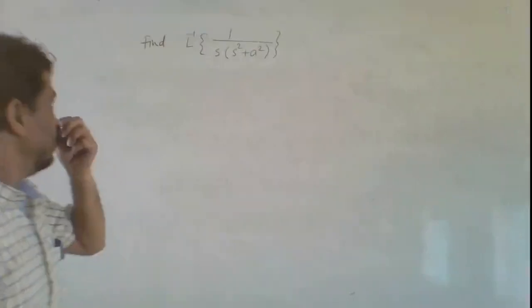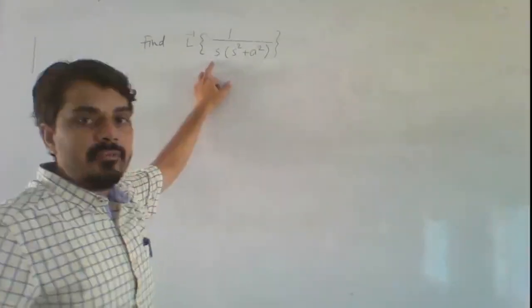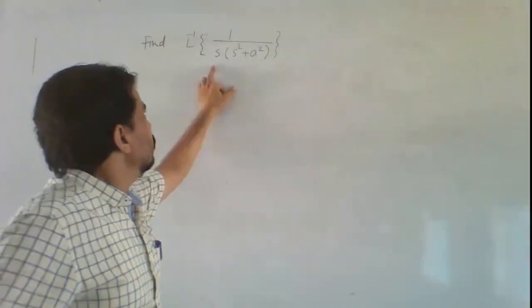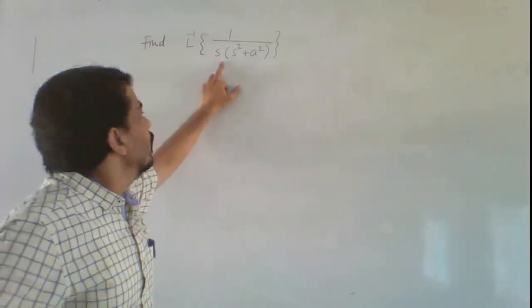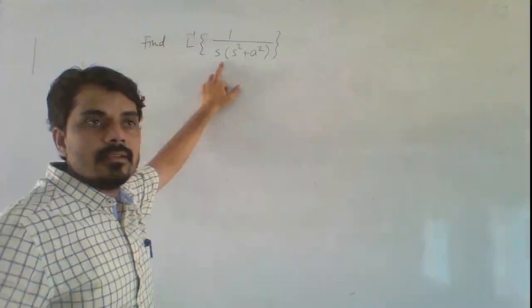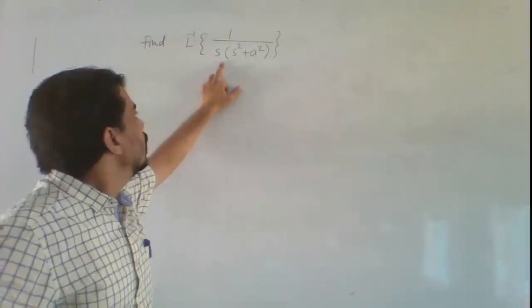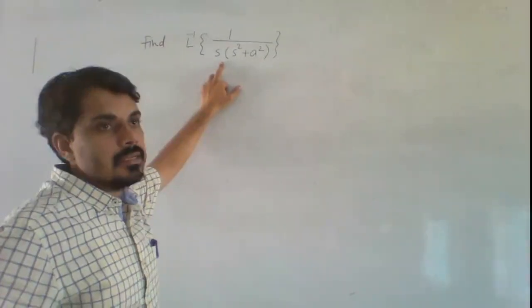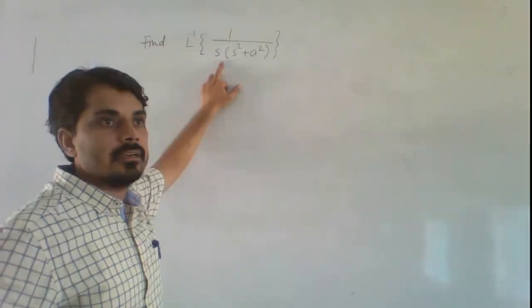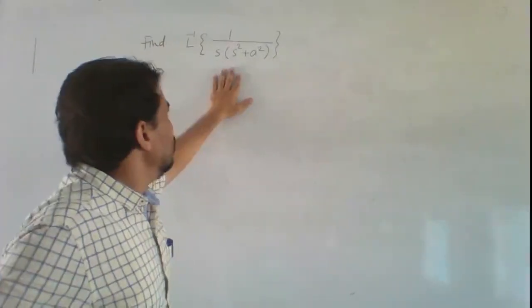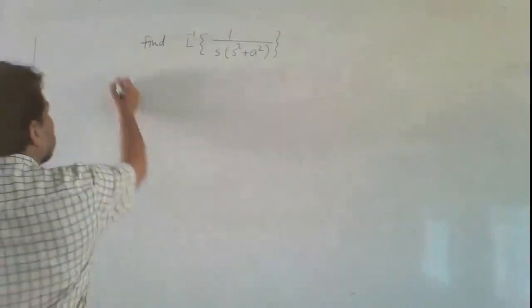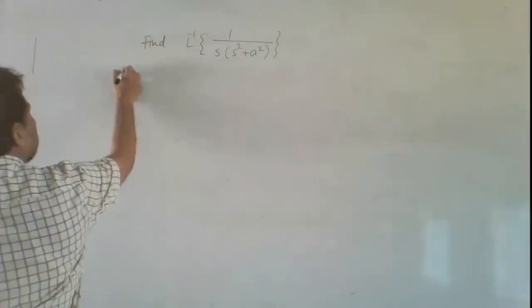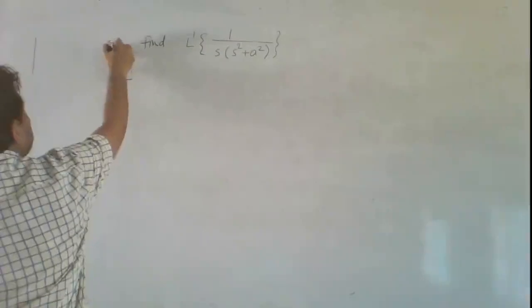This problem can be solved in different ways. First method is division by s property. Second is convolution theorem, and last is partial fraction method. So we solve this problem using three different methods. Take one by one. Solution by first method.